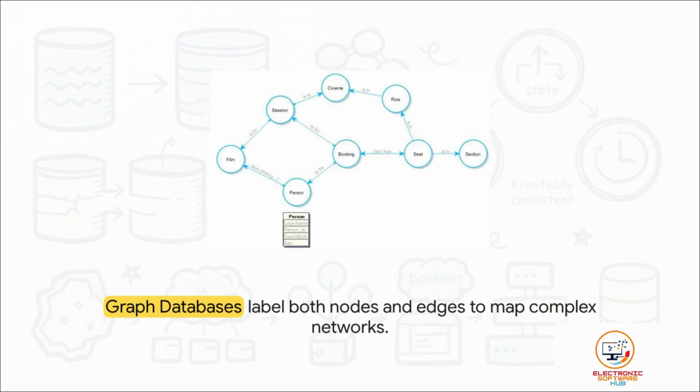Think about it like this cinema booking system. It's not a boring list of tickets. You have a person node connected to a booking node. That booking specifically connects to a seat, which is inside a row, inside a cinema. Meanwhile, the booking connects over to a specific session of a film, which the person node probably has a likes relationship with. It literally maps the messy, interconnected reality of our world.